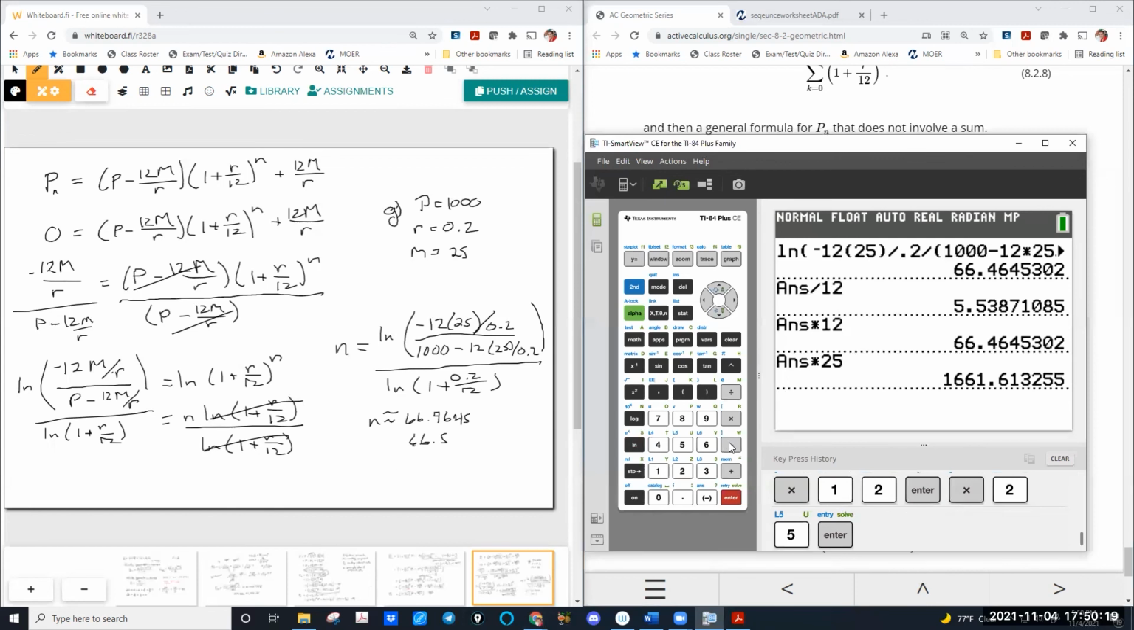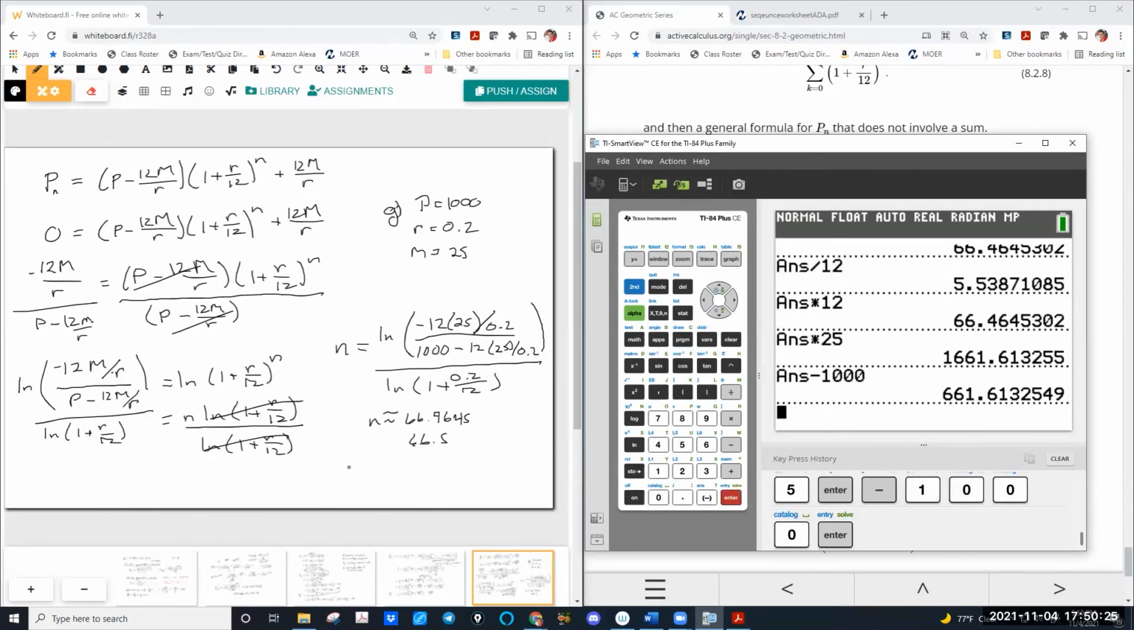So the amount we're going to pay in interest on that $1,000 credit card balance, and I misspelled the heck out of that word. Excuse me. Let's try that again. Interest is $661.61.